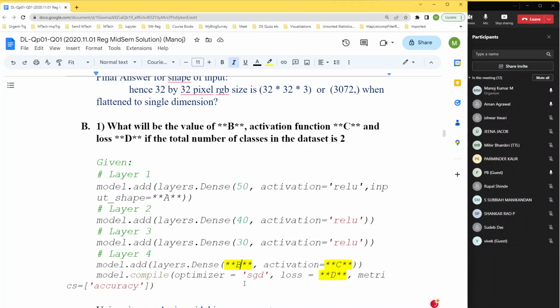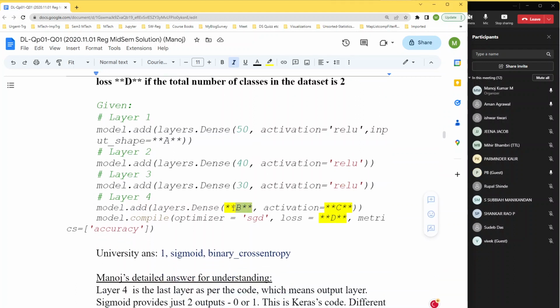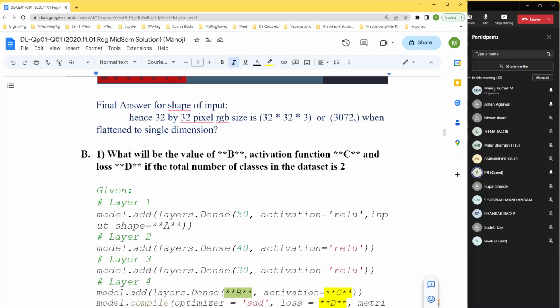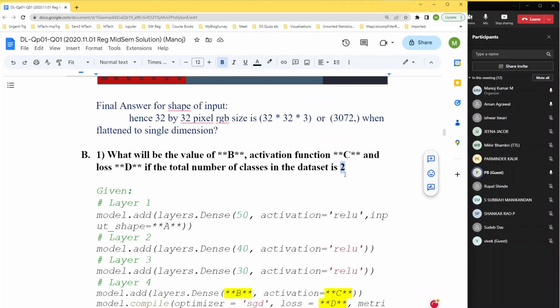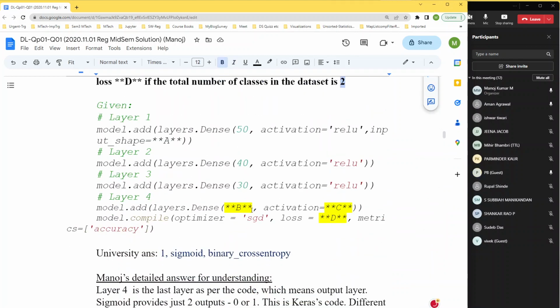So how many nodes are required here? B means the number of nodes in the output layer. Here we had 13 nodes, so similarly we should specify some number of nodes here. As the output is 2 classes, only one node is required, right? That's the point here. In the university answer they have mentioned 1.